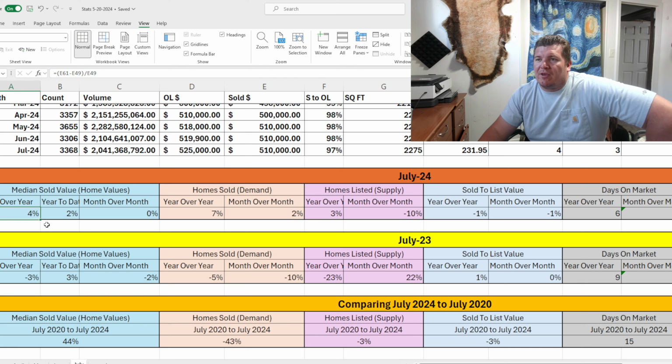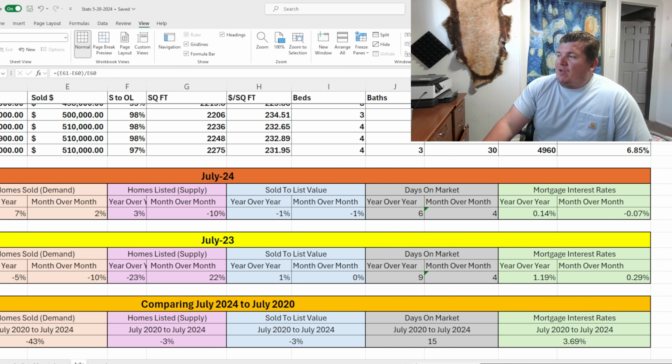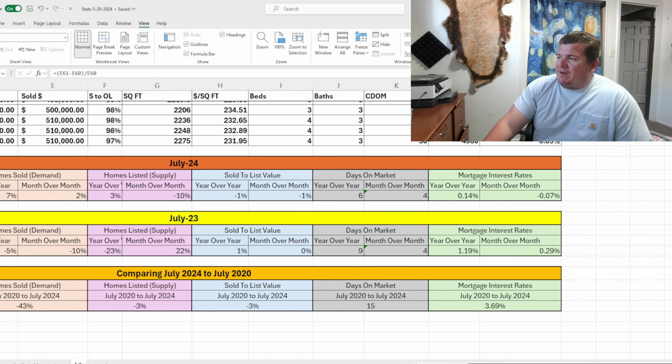And the median sold value year over year is up 4%, year to date's up 2%, and the month over month's up 0%, $510,000 to $510,000. So there you go. Those are the basic stats and all of it.